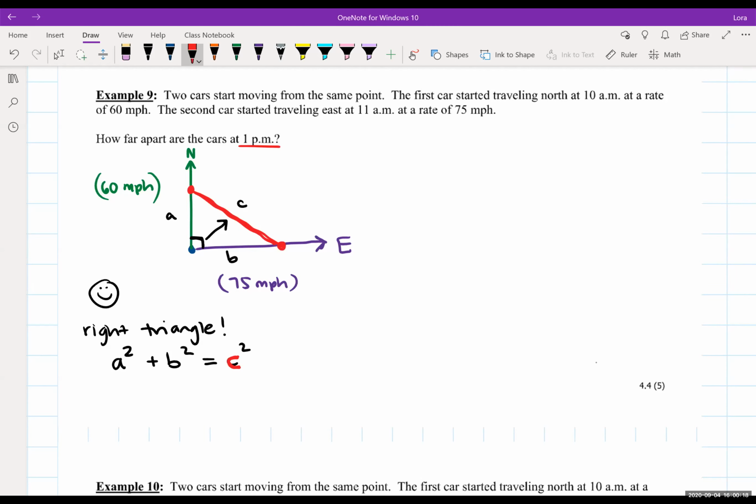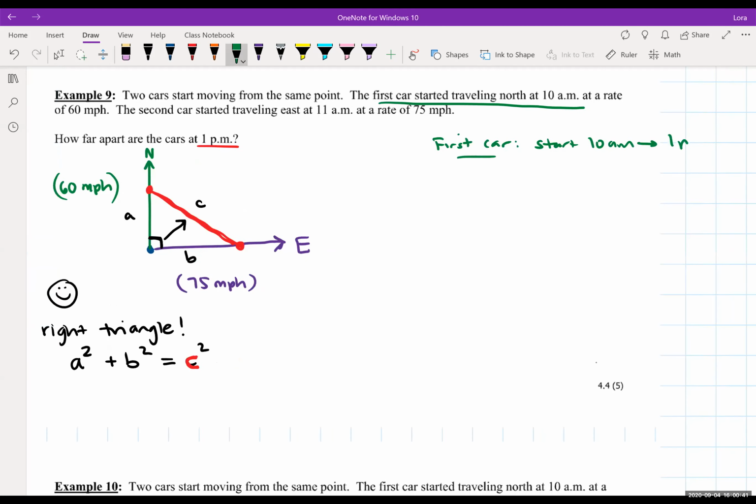I'm going to look at how many hours each car has been on the road. So the first car, which is traveling north, just some notes to myself. If they start at 10 a.m., and we're taking a picture of them at 1 p.m., how many hours is that? I usually just count on my fingers. So 11 a.m., 12 p.m., 1 p.m., that's going to be 3 hours on the road.